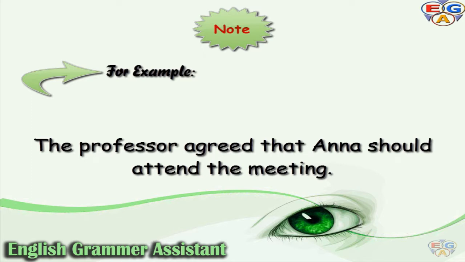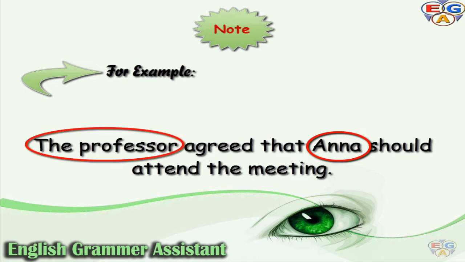For example, the professor agreed that Anna should attend the meeting. The noun clause in this sentence can't be reduced, because the subject of the noun clause is different from the subject of the main clause.